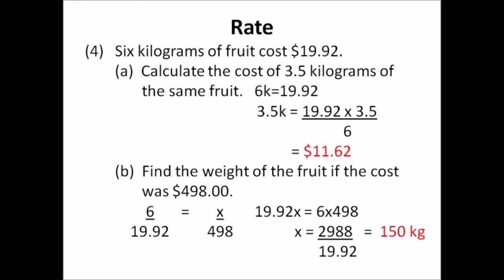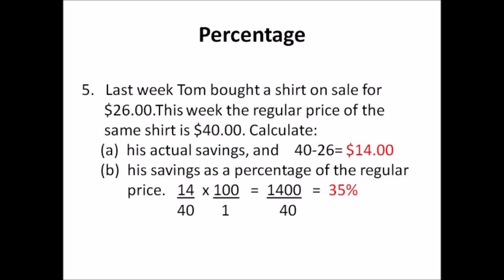And we move on to number 5, percentage. So you subtract, his savings was 40 take away 26, $14, and then express it as a percentage. So it'd be 14 over 40 times 100, 35%. Use your calculator and you could have worked that simply. So don't let the percentage part throw you, because all you do, as they say, is 14 over 40 times 100. They wanted it over the regular price.